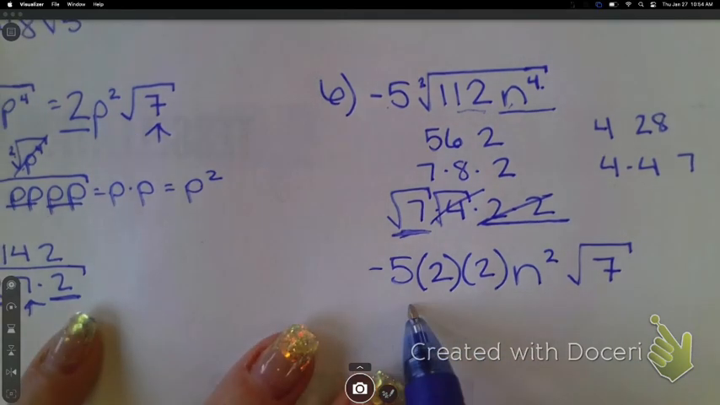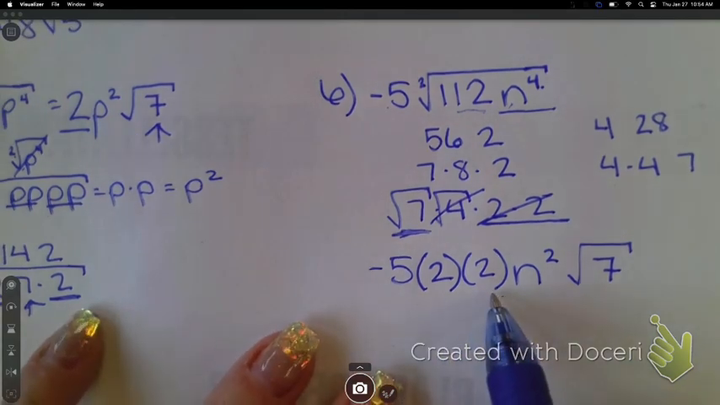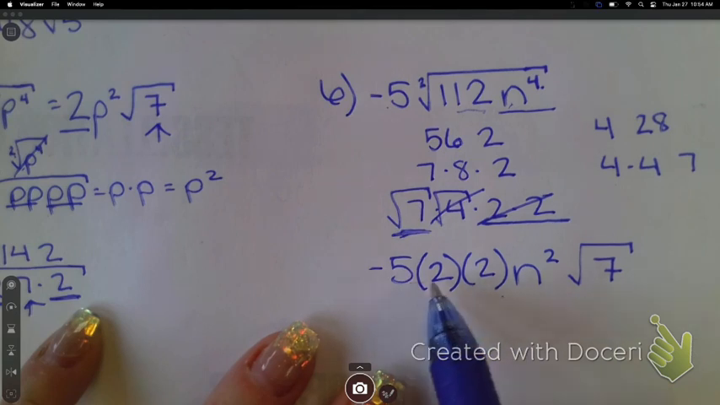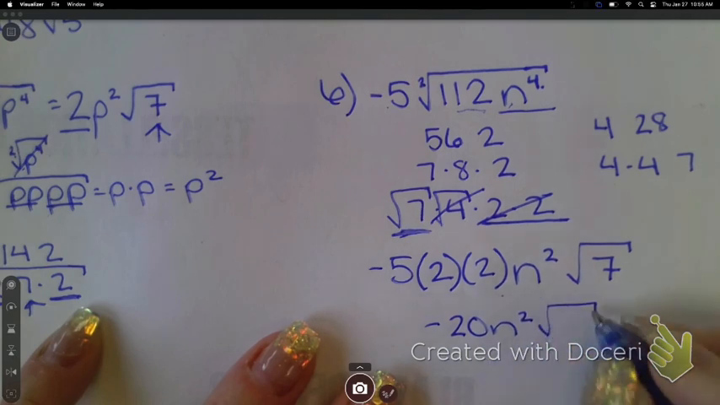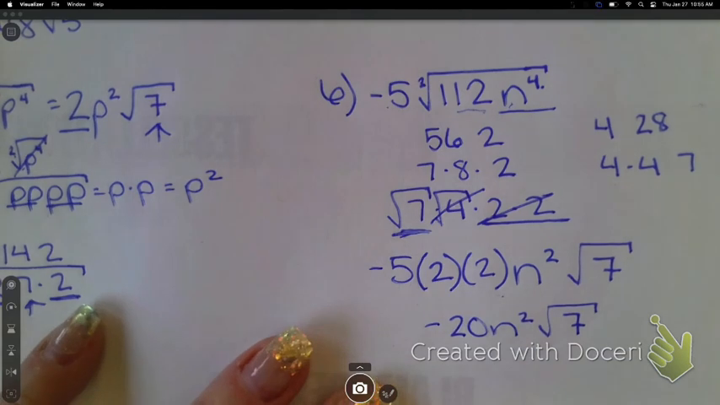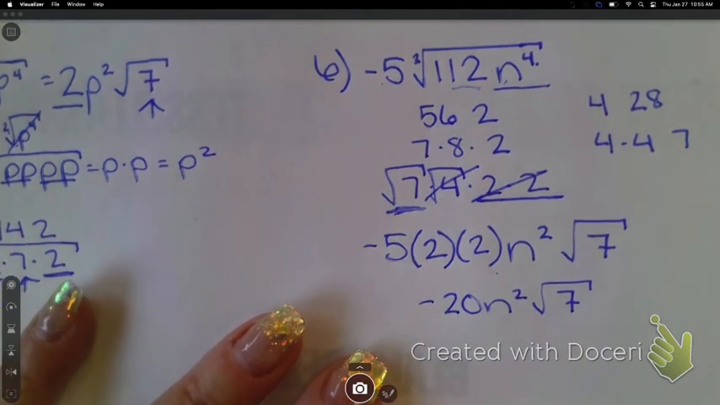So now all I have to do is multiply this out. Negative 5 times 2 times 2, what's that? Negative 20. The n squared is just n squared. You don't know what n is. You can't do anything with it. It's just a variable. So if you missed that problem, what did you do wrong? Henry, what did you do wrong? Didn't break it down far enough. Okay, Cooper, what did you do wrong?